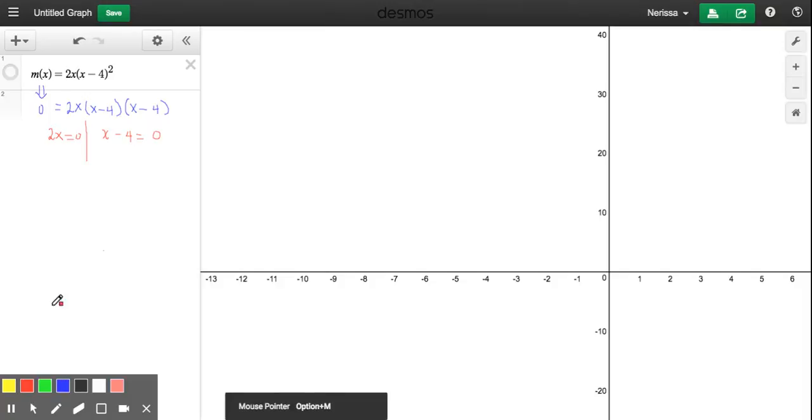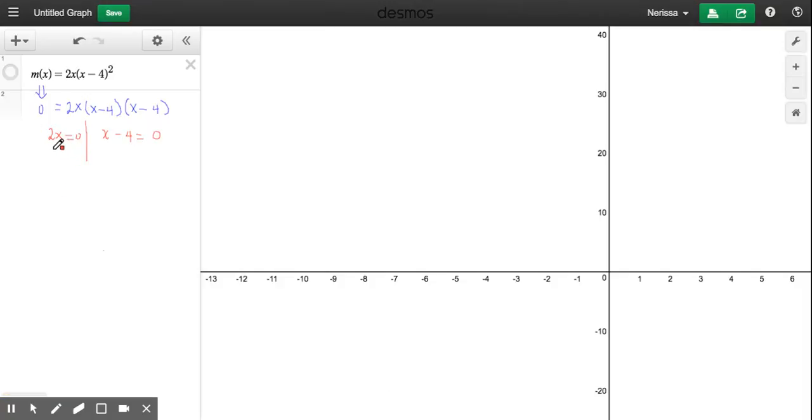So here we will divide both sides of the equation by 2 so that x is alone, and we know that 0 divided by 2 is 0. Now x minus 4 is equal to 0. When we add 4 to both sides, we get x is equal to 4.